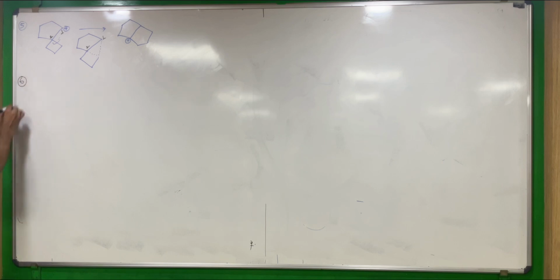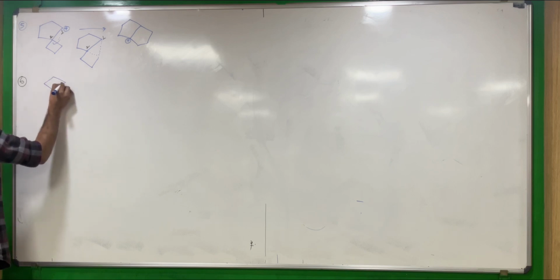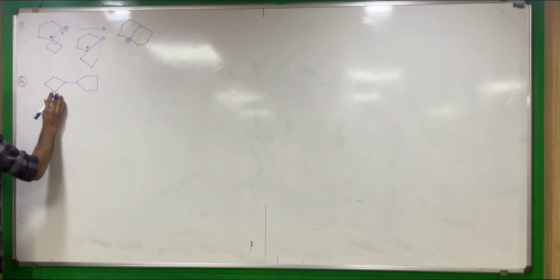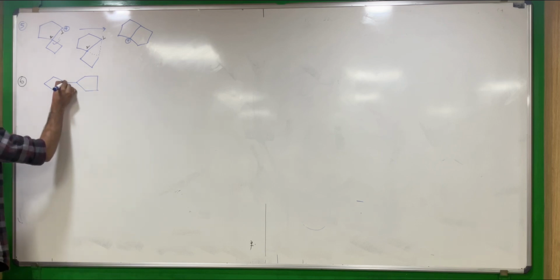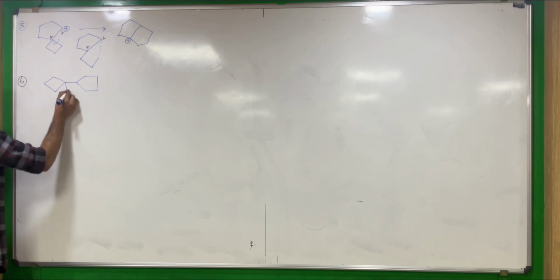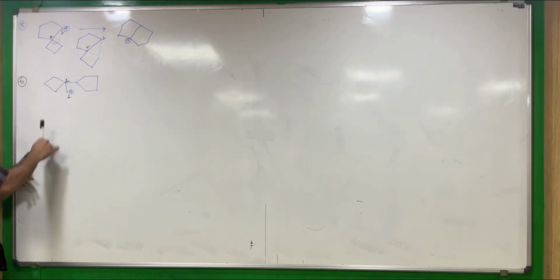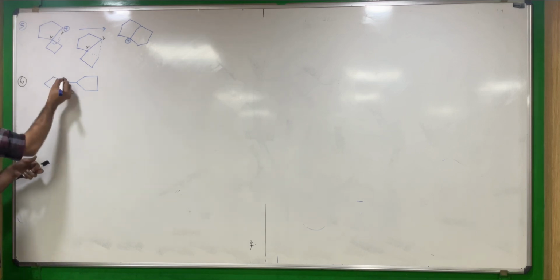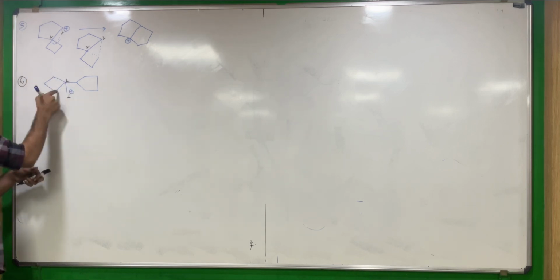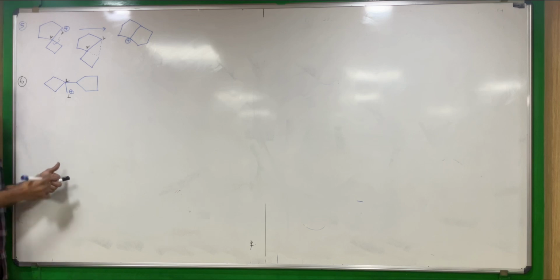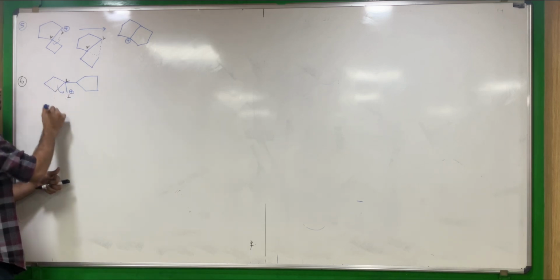Now the 6th question, very important. You have to tell me how many 1,2 shifts will take place in this case. The positive charge is present on this methyl group. Now this is carbon number 1 and this is carbon number 2. On carbon number 2, one hydrogen is present, but that hydrogen will not shift because ring expansion will take place. After ring expansion, it will have relief in angular strain. So ring expansion will take place, and this methyl group will shift here.